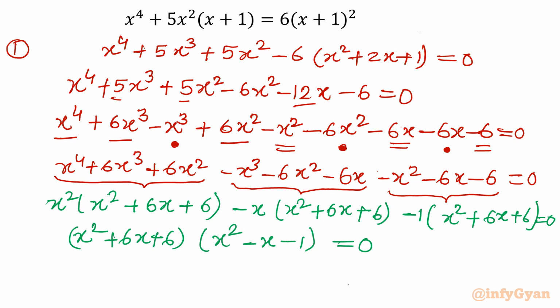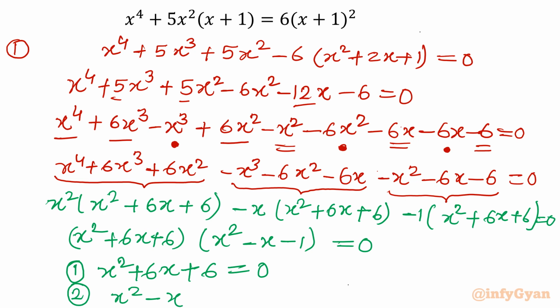Now this question is quite simple. Two equations we will form, quadratic equations. So if this product is 0, that means x square plus 6x plus 6 is equal to 0. This I will call equation number 1. And equation number 2 is x square minus x minus 1 equal to 0. These are two quadratic equations. Let's solve.